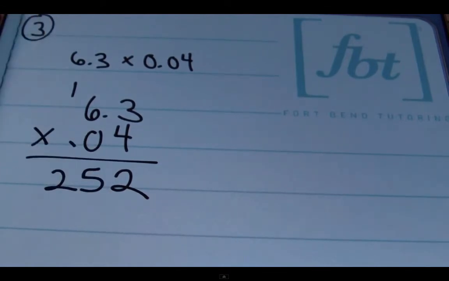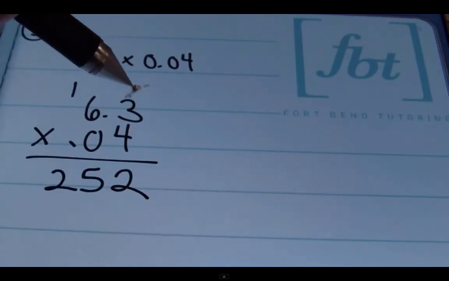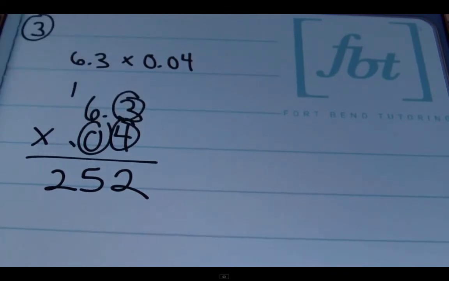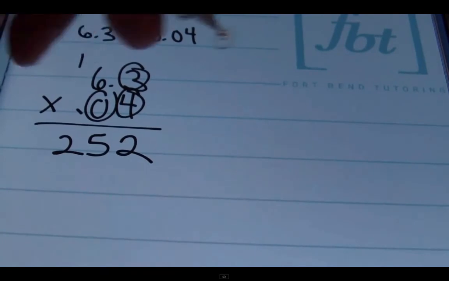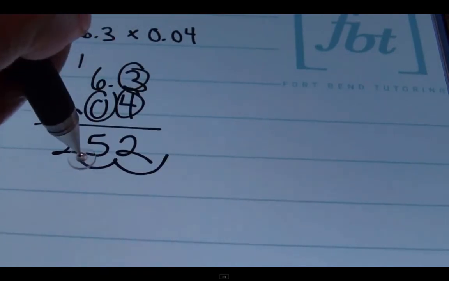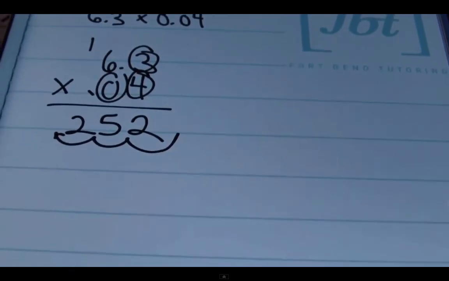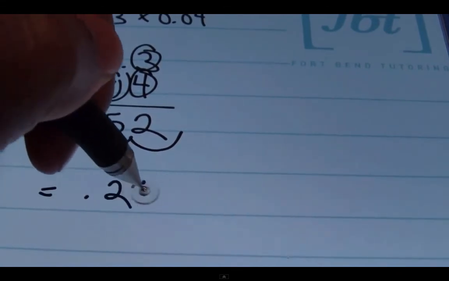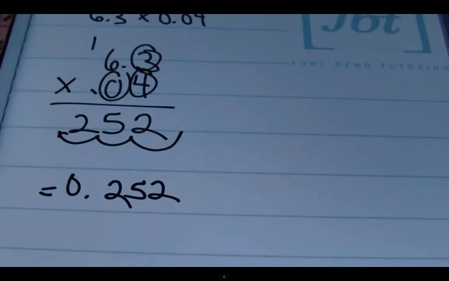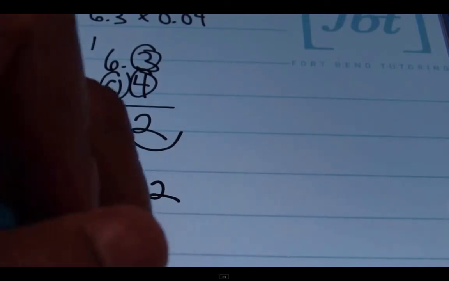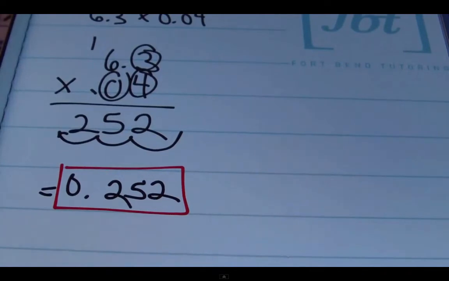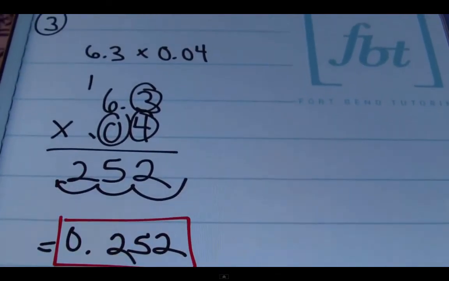And then I'm going to count the total number of digits I have to the right of the decimal point. So I end up with 1, 2, 3 places to the right of the decimals in total. So I start from the right and I count 1, 2, 3 places over to the left. So my result to this problem here is going to be 252 thousandths. And remember, the 0 to the left of the decimal is optional. Up to you if you want to write that out. Okay? So there's my answer. That's it. That was problem number 3.